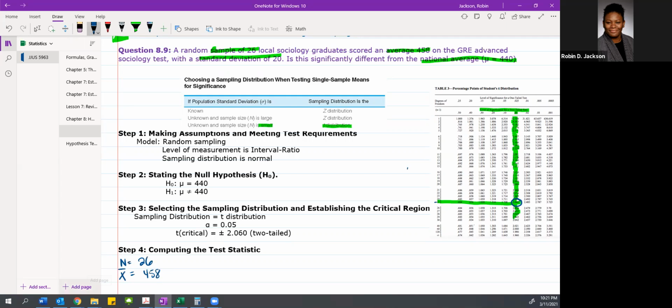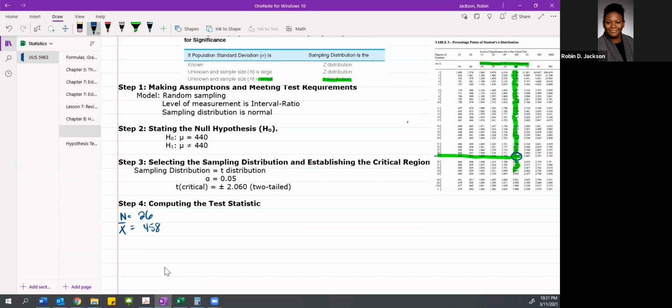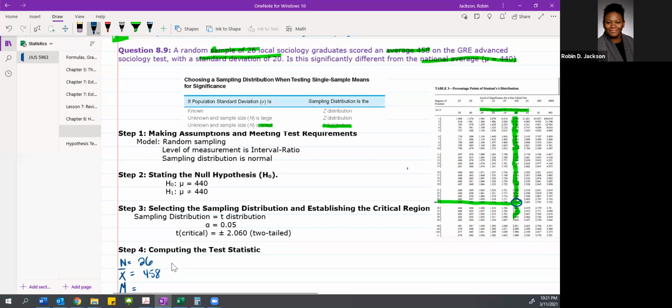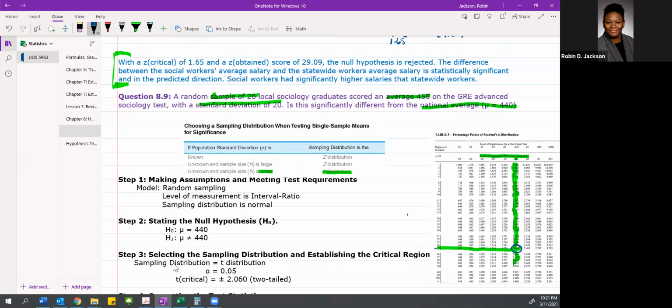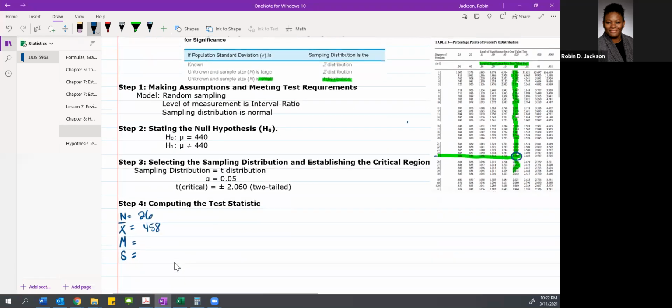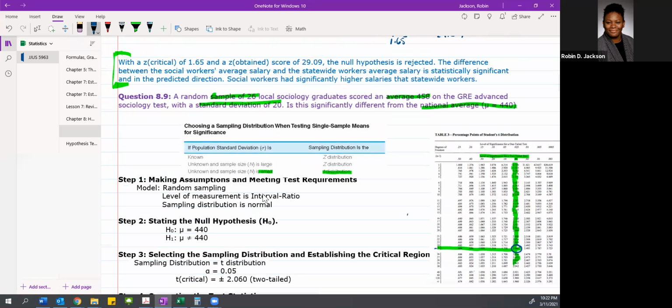The next thing that we're given is the standard deviation, the sample standard deviation, and the population average, the national average. The national average is 440. The standard deviation is 20. So 440 and then 20. We'll take care of all of that when it comes time to do the test.